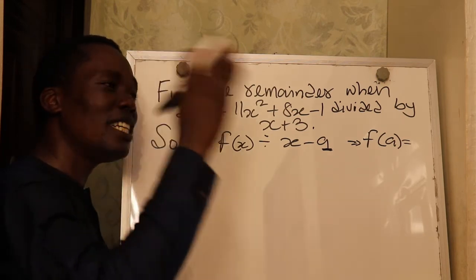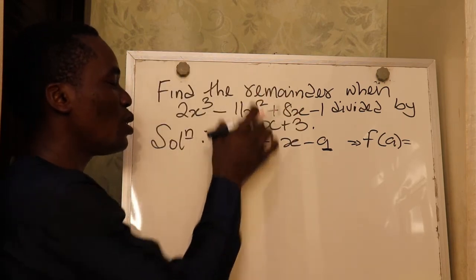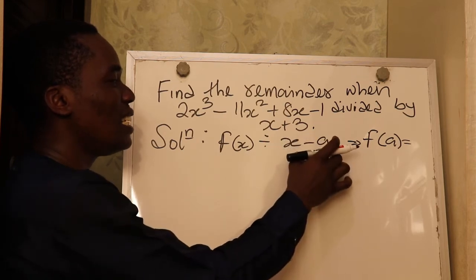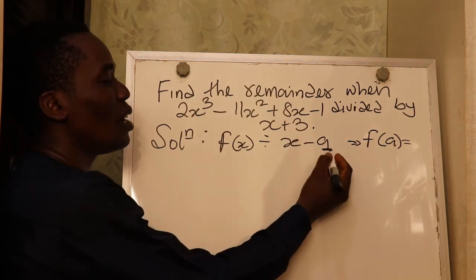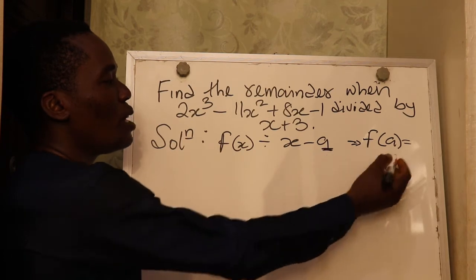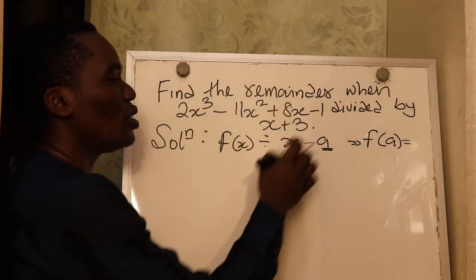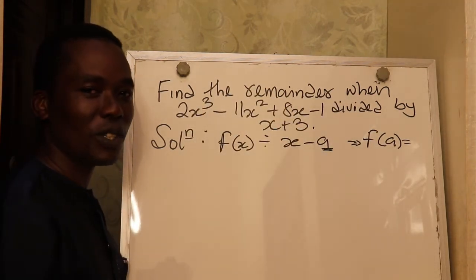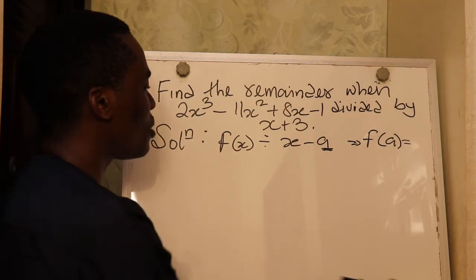So whenever you hear remainder theorem, just note that for the equation you are given, divided by the value you are dividing it with, when you find what this a will be, put it in and solve, and you are going to get your remainder for that equation. Now let me show you how it is done.